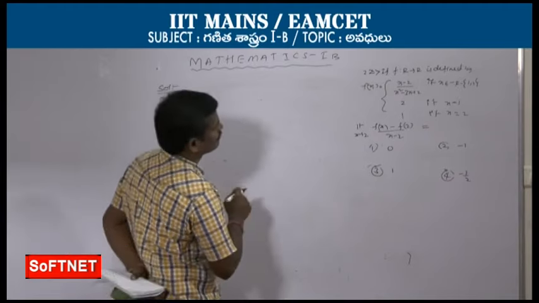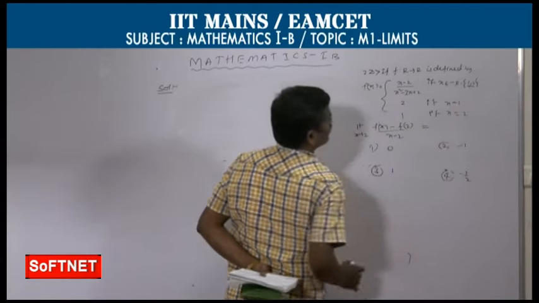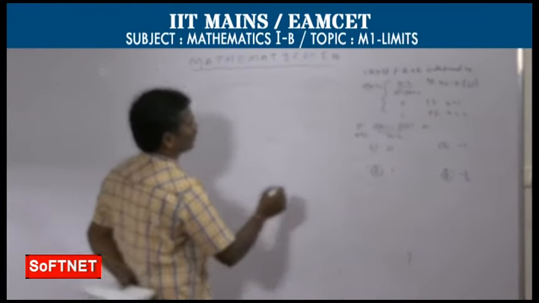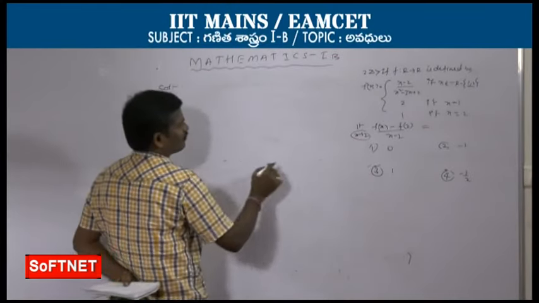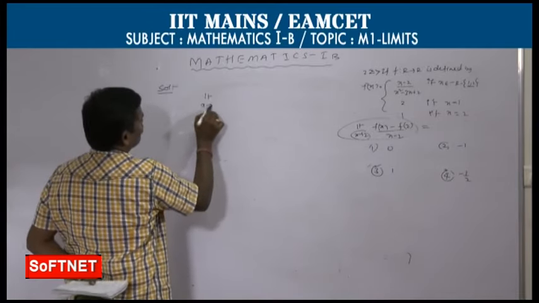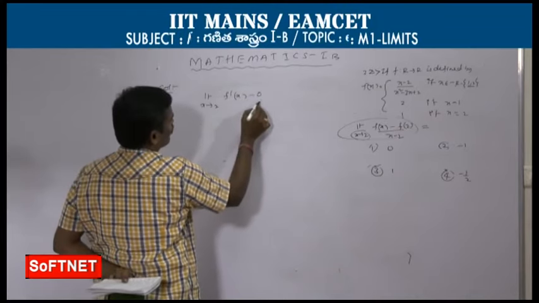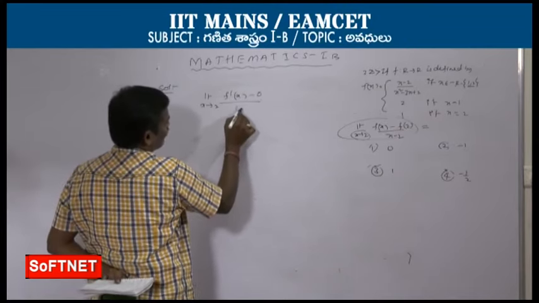Here the limit exists only for the exceptional cases 1 and 2. So he is asking about 2. Here also we apply L'Hospital's rule: the limit as x tends to 2 of f'(x) minus f'(2), where the constant's derivative is 0, over the derivative of x, which is 1, and the derivative of the constant, which is 0.